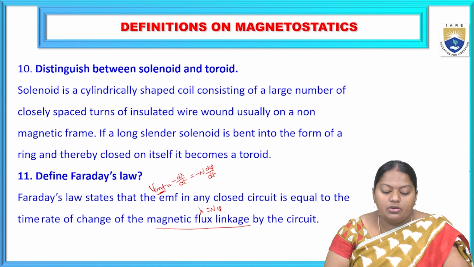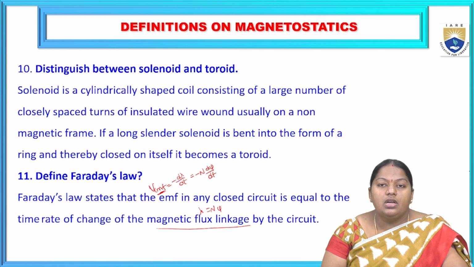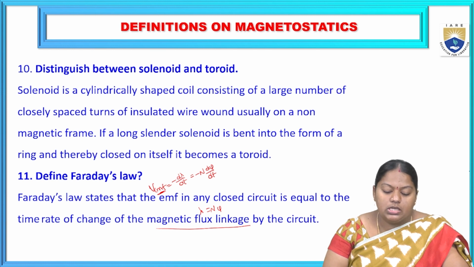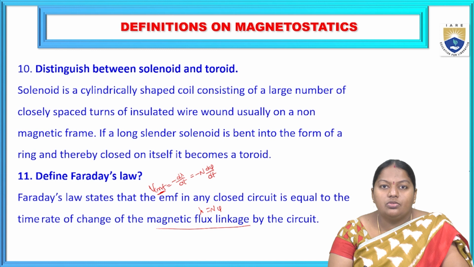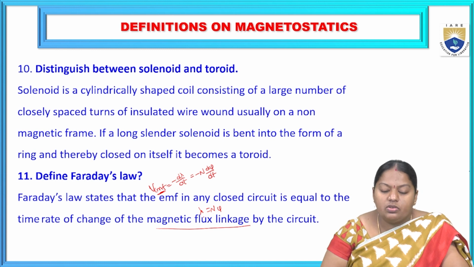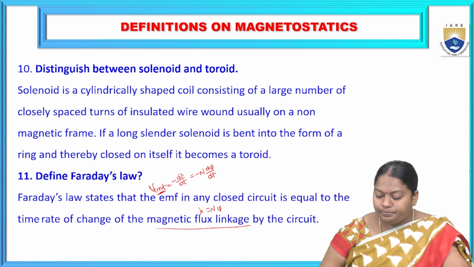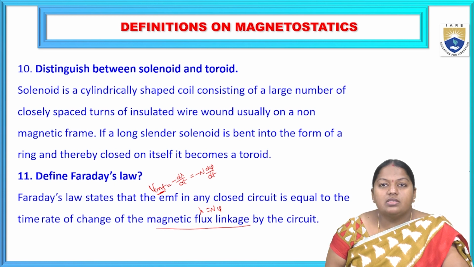Now to define Faraday's law, we need to know first how the induced EMF is produced in the closed circuit. Faraday's law states that the induced EMF in any closed conducting circuit is equal to the time rate of change of magnetic flux linkage by the circuit, and it is given by V_emf = -dλ/dt = -N dψ/dt, where λ is the magnetic flux linkage and ψ is the flux through each turn.